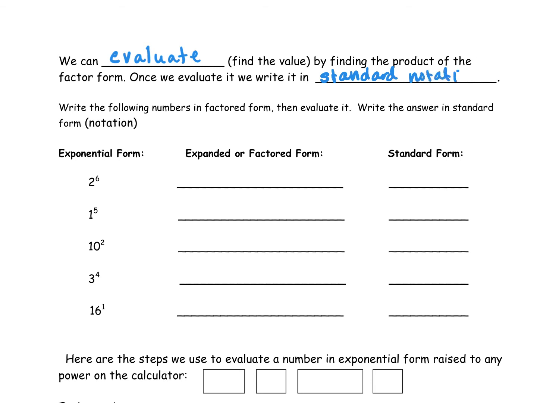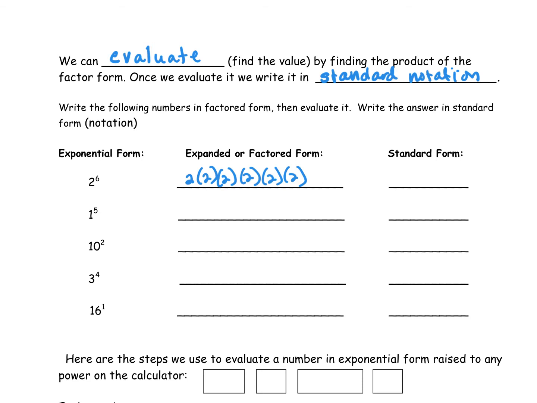So write the following numbers in factored form and then evaluate it. Write the answer in standard form or standard notation. So if I look at this, now I have to expand it or write it in factored form. So I'm going to see 2 times 2 times 2, that's 3 of them, 4, 5, and 6. So that's expanded form. So pause and use your calculator and multiply 2 times 2 times 2 times 2 times 2 times 2.